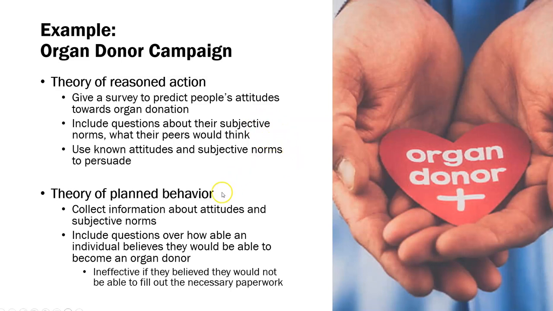Now, the theory of planned behavior would ask you to still collect that information on attitudes and subjective norms, but the difference would be asking people how much they think they could actually control this behavior. Do they know the steps it takes to become an organ donor? And if they don't think that they can, or that they're not able to work through that process, then they're likely not going to. And so that's where identifying perceived behavioral control, or an individual's self-efficacy, can really influence their intentions toward a behavior.